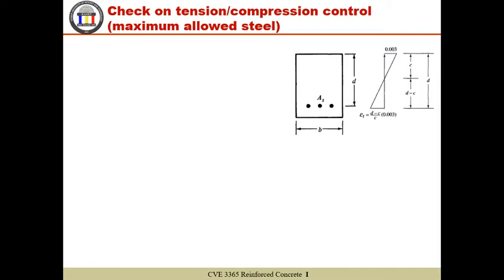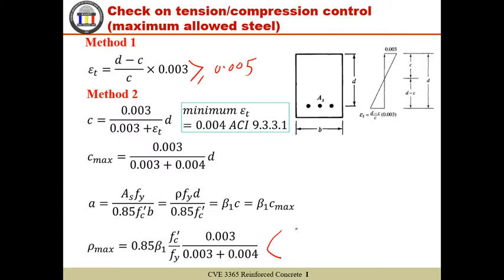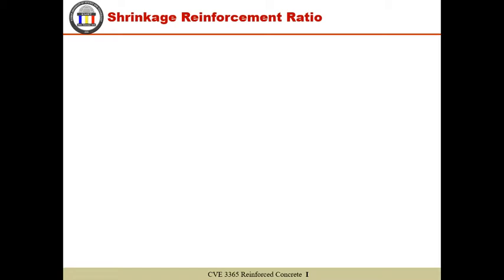So how are we going to check this? We said that epsilon t, same as the beam, should be greater than or equal to 0.005. You can do it this way, or you can find rho max. Your actual rho, the rho from the previous slide, should be smaller than rho max. That means you ensured that your section is tension controlled. Everything is going well. So that was about main reinforcement.